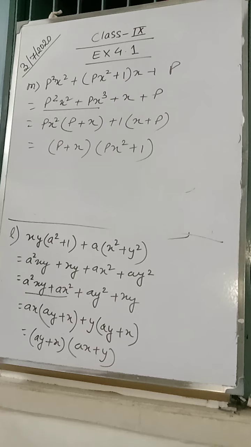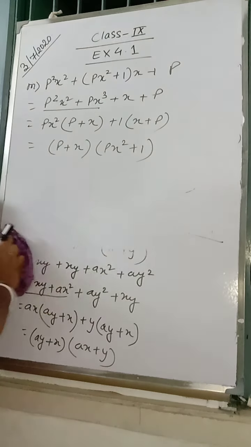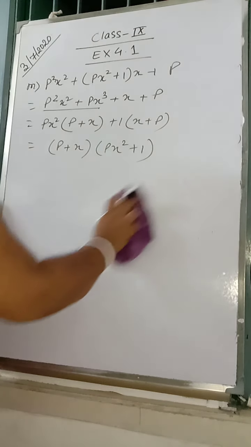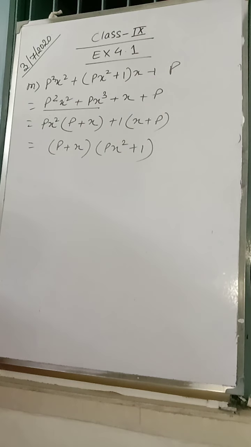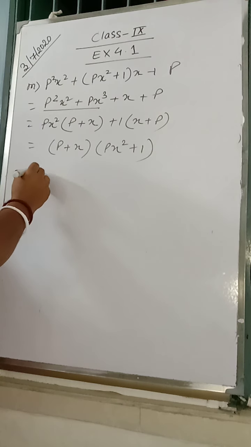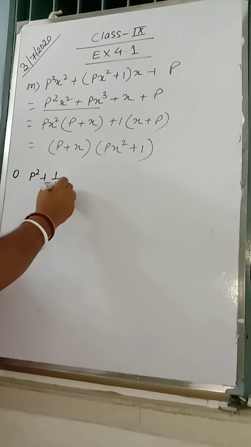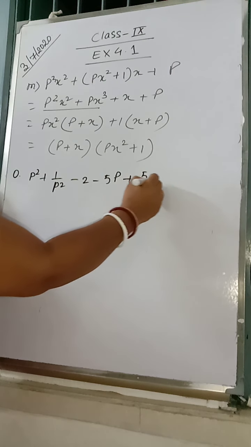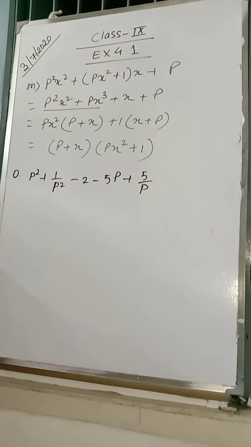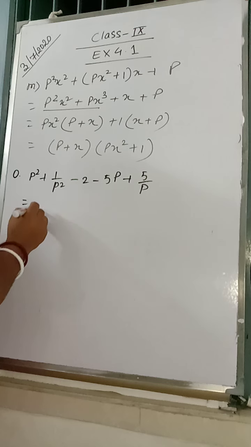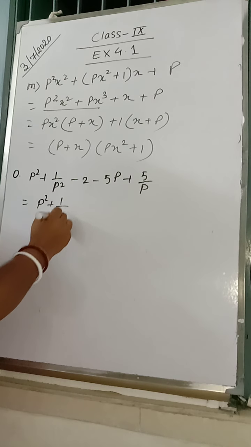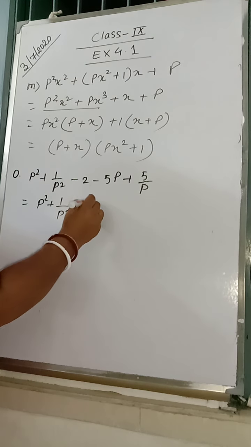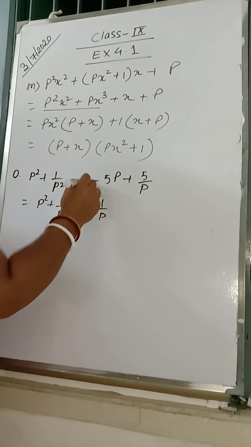The question is p square plus 1 by p square minus 2 minus 5p plus 5 by p. Now just see, I can combine this p square plus 1 by p square minus 2 into p into 1 by p, I can write.